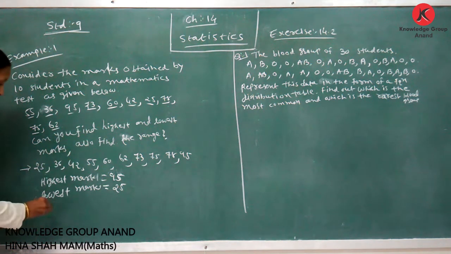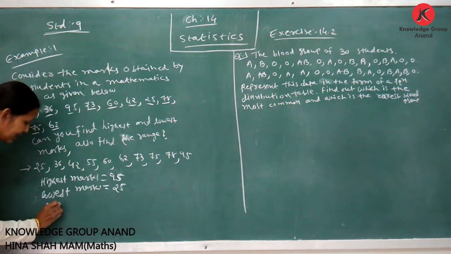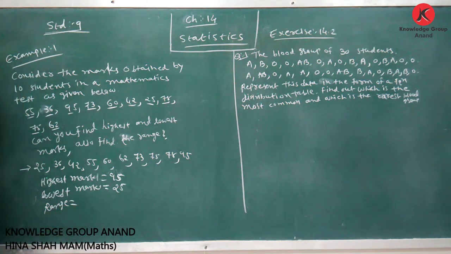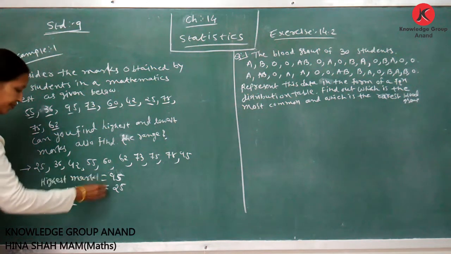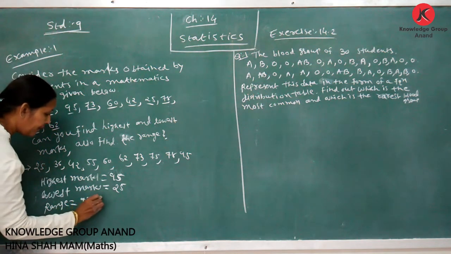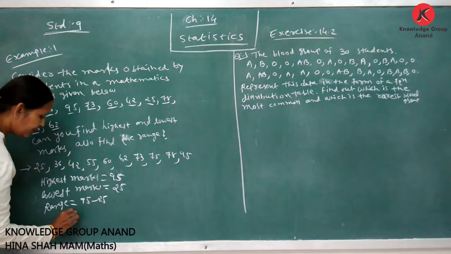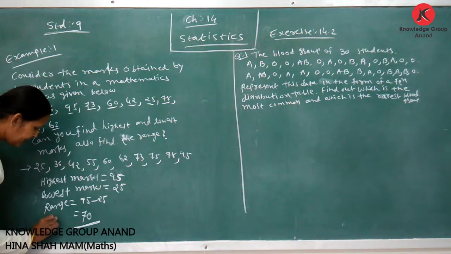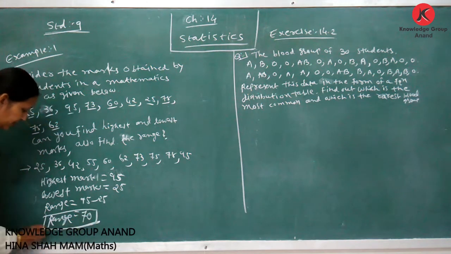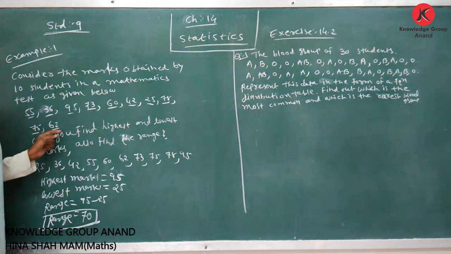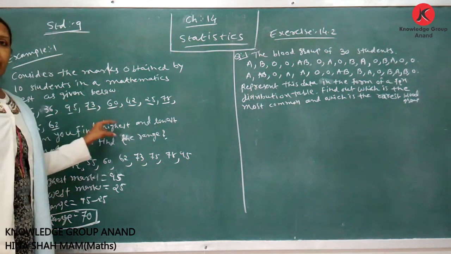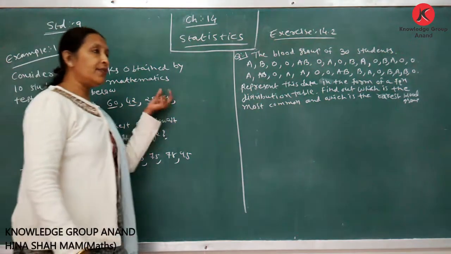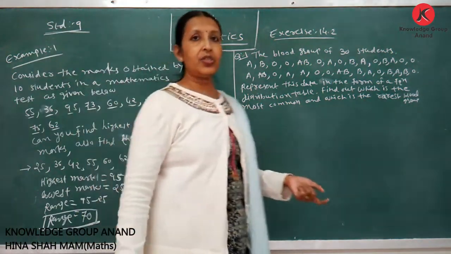Also find the range. Range is equal to highest value minus lowest value. 95 minus 25 is equal to 70. Range is equal to 70. It is an objective type question. Find the highest value, find the lowest value, find the range.